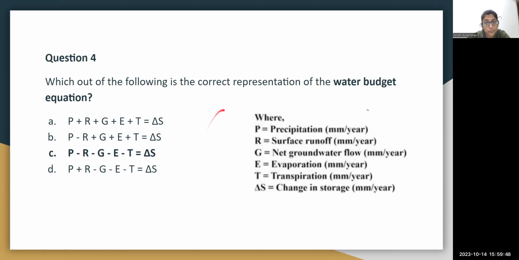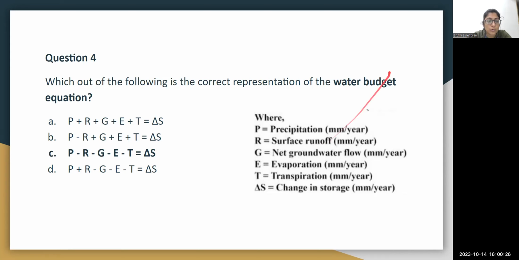Then you might want to focus on the water budget equation. The water budget equation is nothing but the inflow components minus the total outflow is equal to the change in storage. The inflow component over here is precipitation. Everything else is the outflow component. Surface runoff, water is moving on, going out. Groundwater flow also, water is going into the groundwater. Evaporation also, transpiration also. So the net difference of the inflow rate minus the outflow rate is what stays back as storage. That is what is given by the water budget equation.